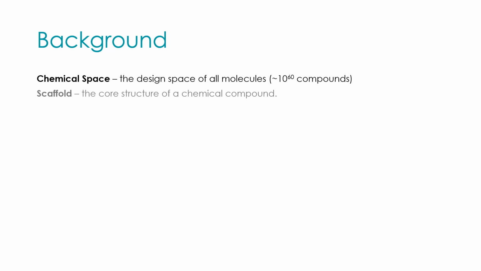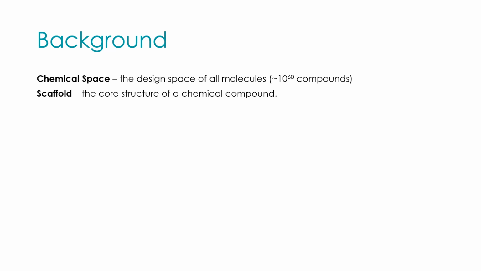Let me start with a term that we have been hearing for quite some time already, chemical space. So a chemical space is the design space consisting of every possible molecule. It is estimated to contain about 10 to the power of 60 compounds. And the building block of our work is scaffold. Now, what is a scaffold? Basically, a scaffold represents the core of a chemical compound.